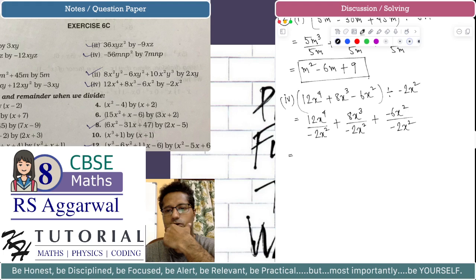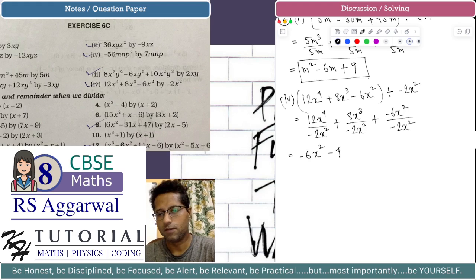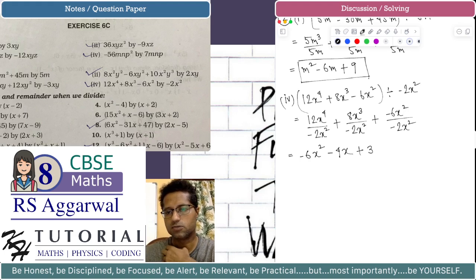Okay, now you have to just use the laws of exponents and do the cancellation of the numbers. So 12 divided by minus 2 is minus 6, and x to the power 4 divided by x square is x square. Then 8 divided by minus 2 is minus 4, and x cube divided by x square is x, and then minus 6 divided by minus 2 is plus 3, and x square gets cancelled out. So we have this as the result.